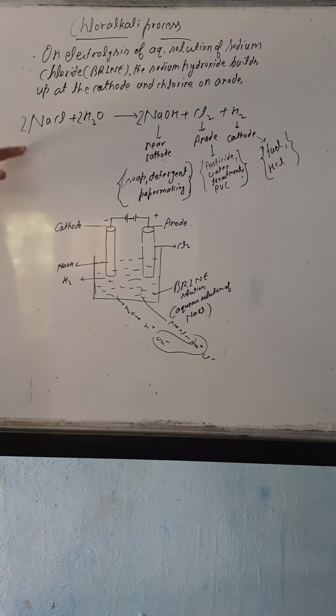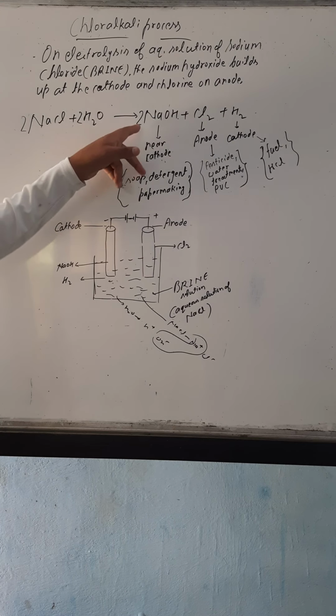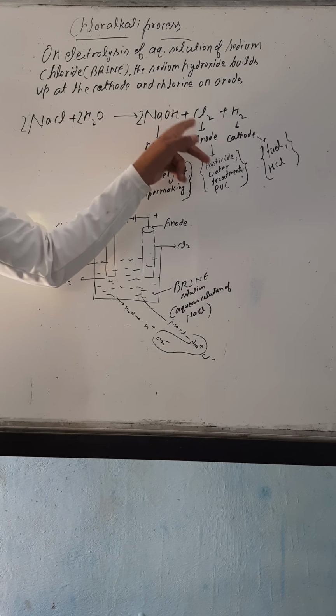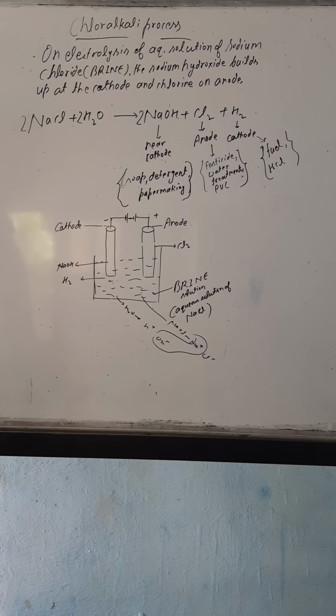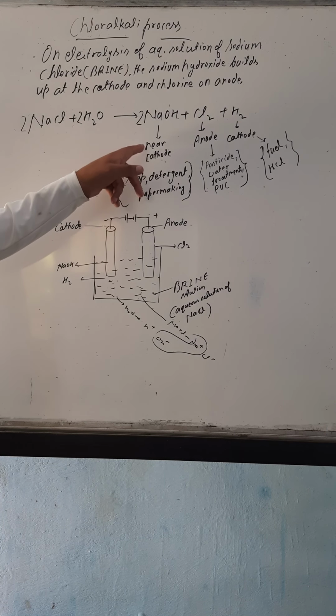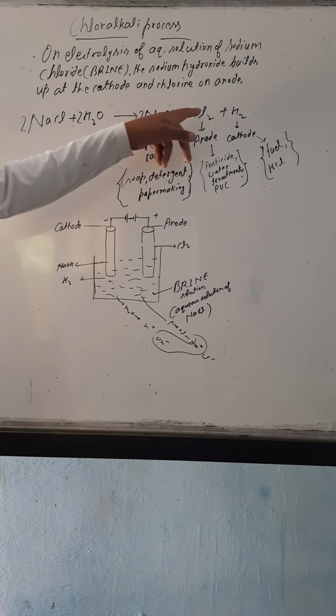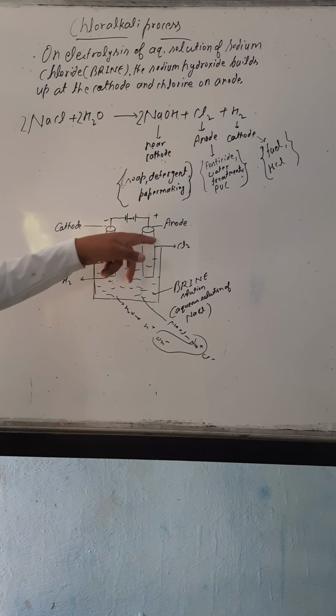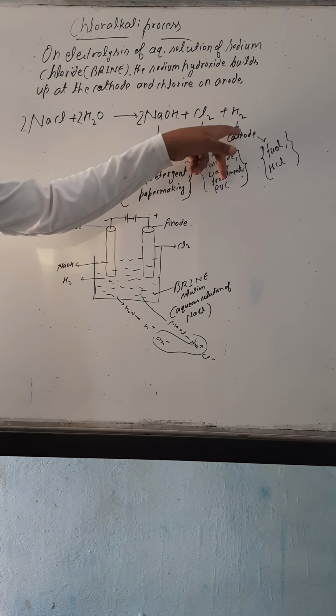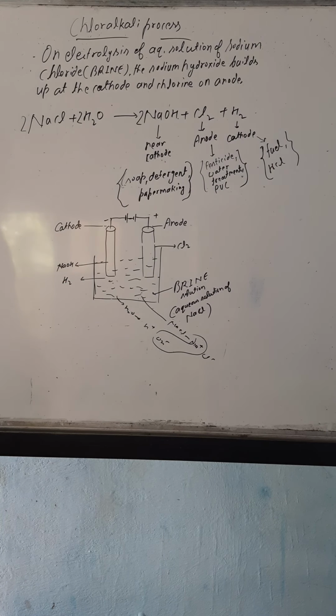Okay, so this is the process and this is the reaction also. 2NaCl plus 2H2O gives 2NaOH plus Cl2 plus H2. These things we are going to get. And NaOH we are getting near the cathode. Cl2, that is the chlorine gas, we are getting at the anode, and hydrogen gas again we are getting near the cathode.